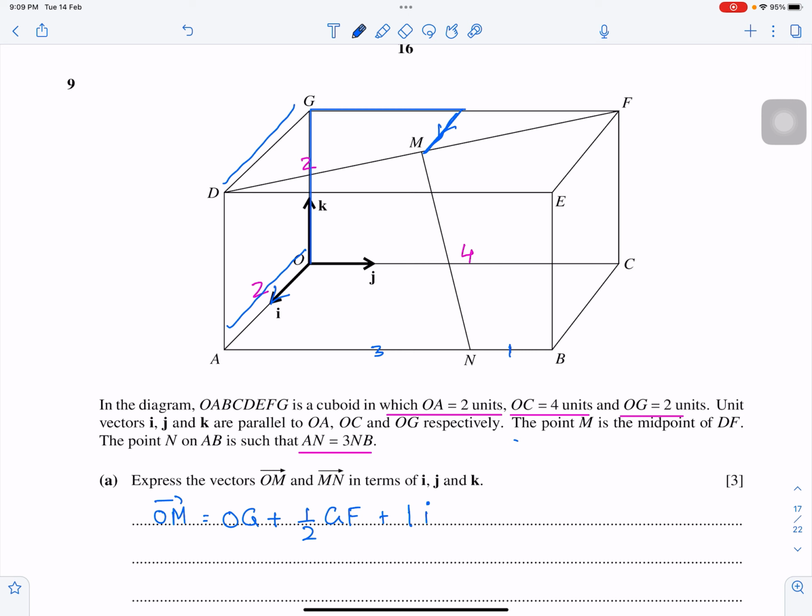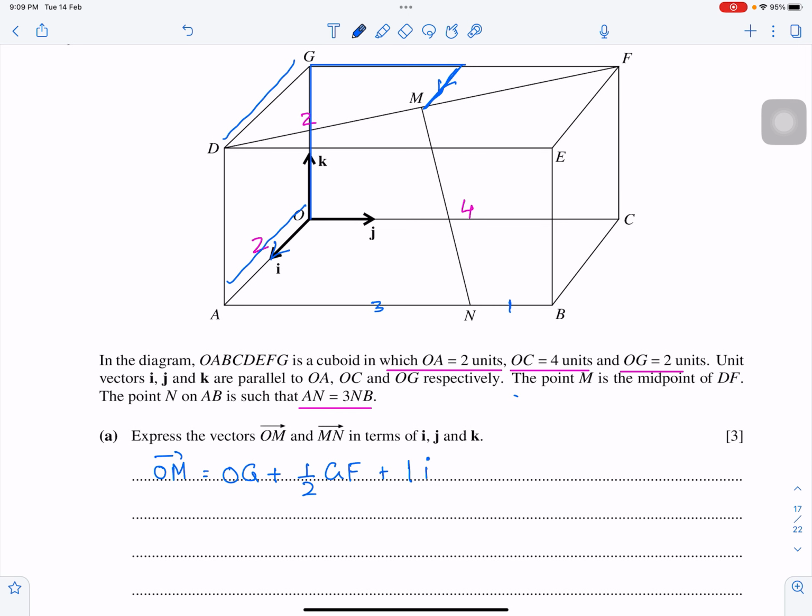Now instead of OG, I will write 2k. Instead of half of GF, because this was the j direction and the whole thing was 4, the center will be 2j. Half of GF is actually 2j, and then i. So I got OM. OM is i plus 2j plus 2k. So this is the vector you have found.